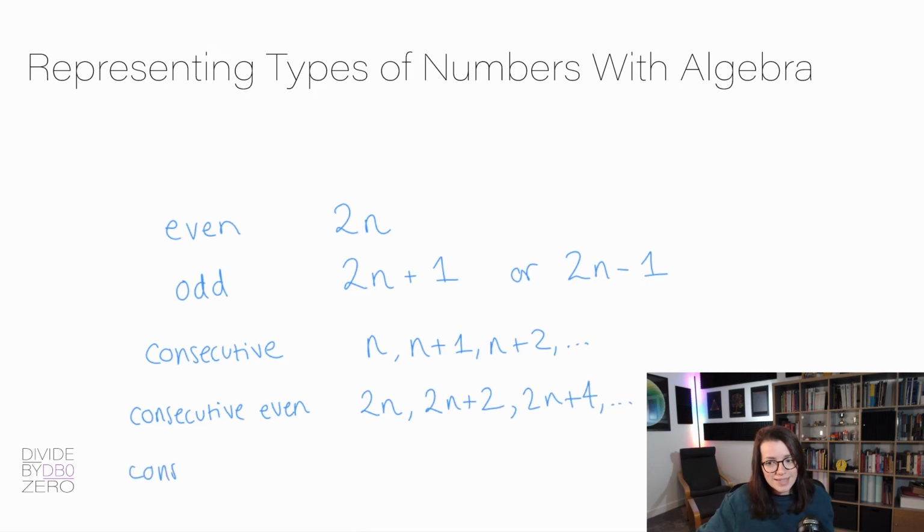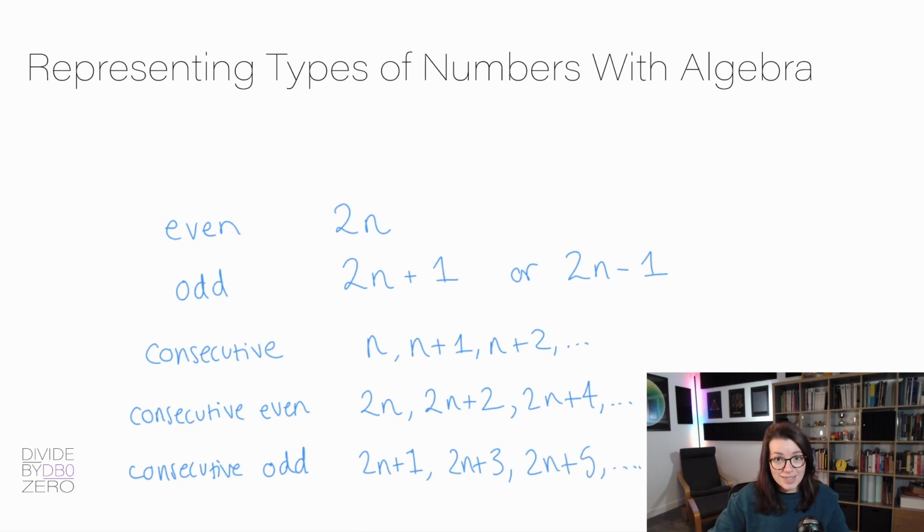Similarly, if you've got consecutive odd, you might want to start with 2n plus 1 and then again skip up to the next odd number, so 2n plus 3, 2n plus 5, and so on. Let's work through some examples.